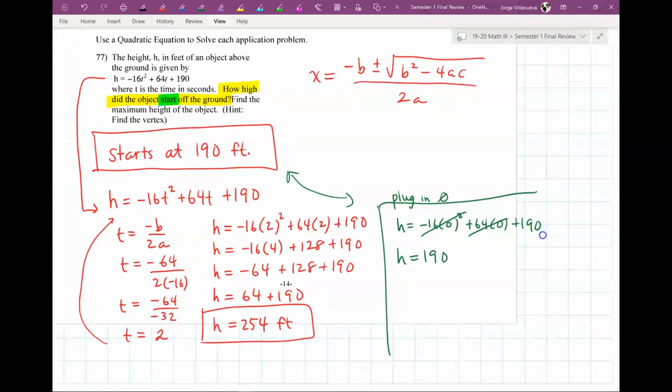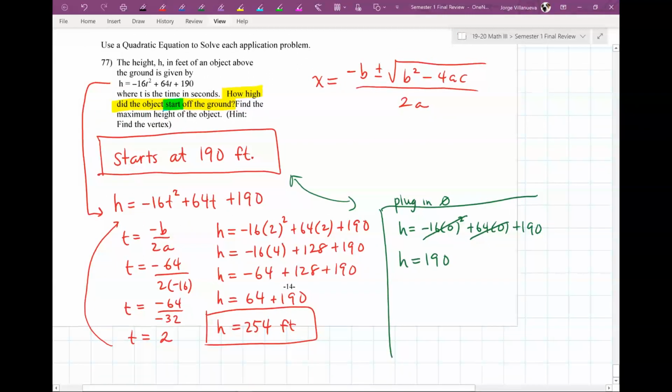So let me explain this. I know this looks a lot worse than it is. Just bear with me, okay? The first part says the height of an object above the ground is given by that equation. They say t is the time in seconds and h is in feet. How high did the object start off the ground?